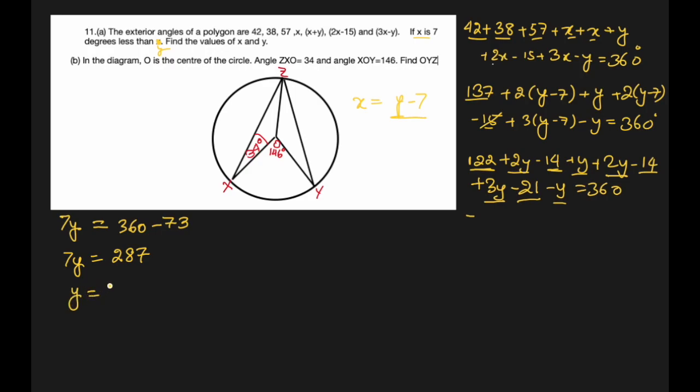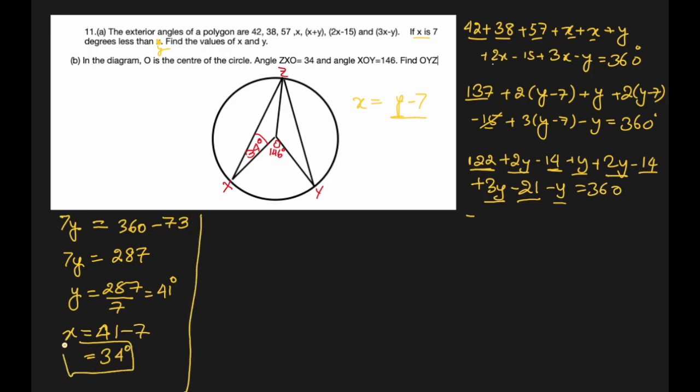So y equal to 287 divided by 7, which is 41 degrees. X is 7 less than y. 41 minus 7, 34 degrees. These are the values of x and y. Okay, B part. In the diagram, O is the center of the circle, angle ZXO is 34 degrees and angle XOY is 146 degrees. Find angle OYZ.